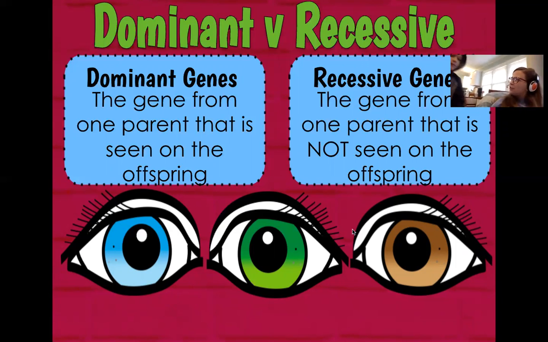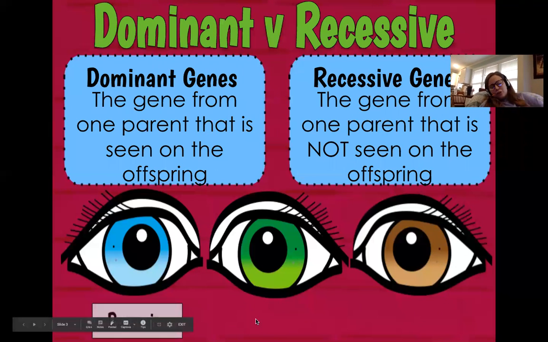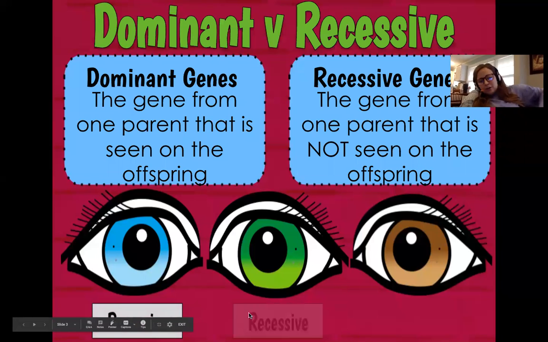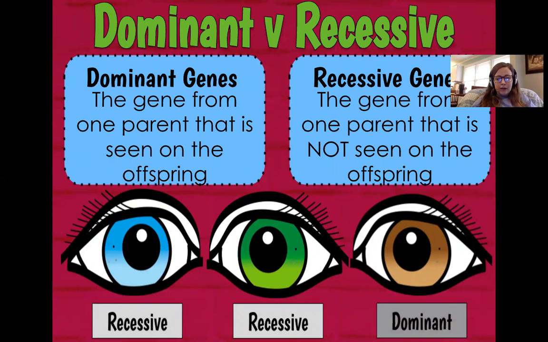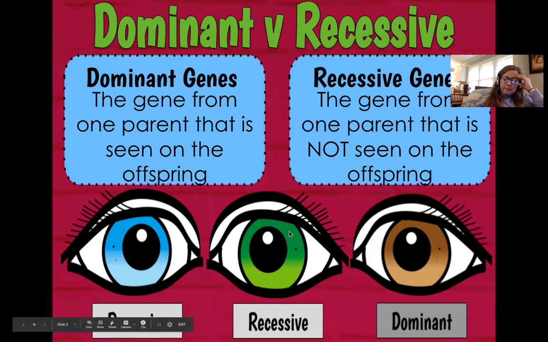Yep, that's exactly right. Thank you, Sebastian. All right, so in your notebooks, you should have dragged recessive under blue and under green, and under brown eyes you should have dominant. So blue and green are recessive, and brown eyes are dominant. Yes. All right, so blue and green are recessive, and brown is dominant.